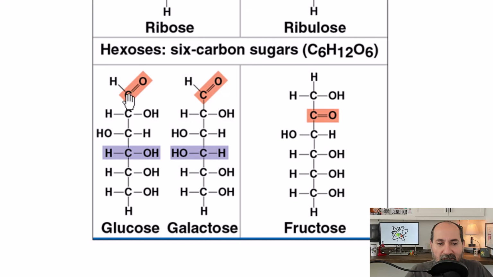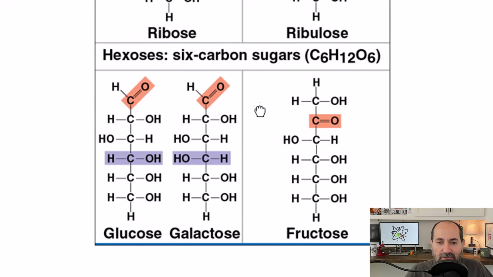Well, look at this. First of all, glucose and galactose have aldehyde carbonyl groups, whereas fructose has a ketone carbonyl group. Additionally, remember your geometric isomers? Glucose and galactose are cis-trans, right, to one another. They have cis-trans arrangements of hydroxyl groups. This one has the hydroxyl group on the right of this carbon. This one has the hydroxyl group on the left of that carbon. So you remember your geometric isomers there.